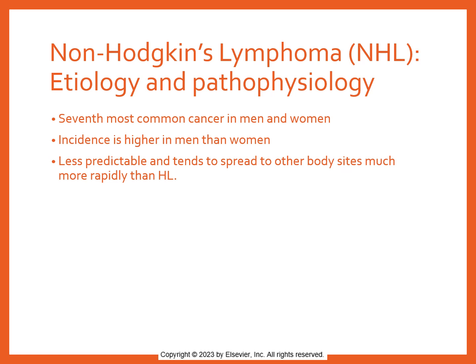NHL is similar to HL, but NHL is less predictable and tends to spread to other body sites much more rapidly. Only biopsy of pathologic lymph nodes and tumor tissue can provide a definitive diagnosis of NHL. There are several types of NHL. One type is an indolent, slow-growing form in which symptoms are usually not present until the advanced stage of the disease. The other forms of NHL are more aggressive.